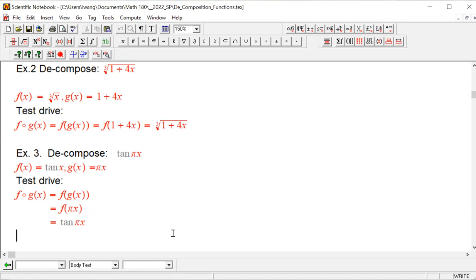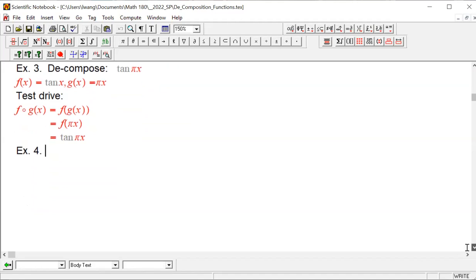I'm going to give you a couple more examples. So you may like to pause and try on your own. Okay, so look at this one. We're going to decompose a function, which is sine of cotangent x.